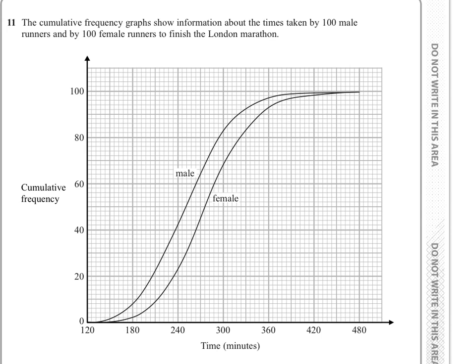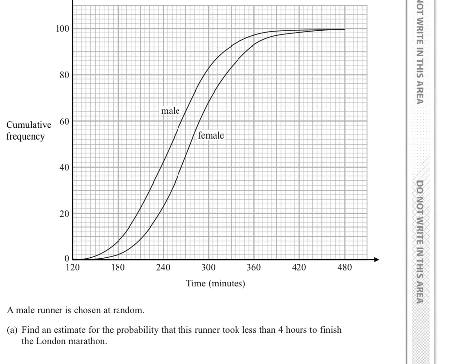Question 11. The cumulative frequency graphs show information about the times taken by 100 male runners and by 100 female runners to finish the London Marathon. It then goes on to ask, a male runner is chosen at random. Find an estimate for the probability that this runner took less than 4 hours. Well, 4 hours is 240 minutes.